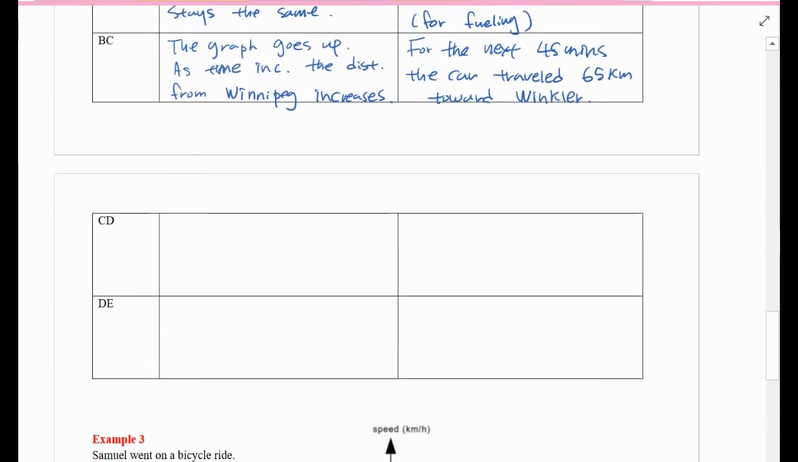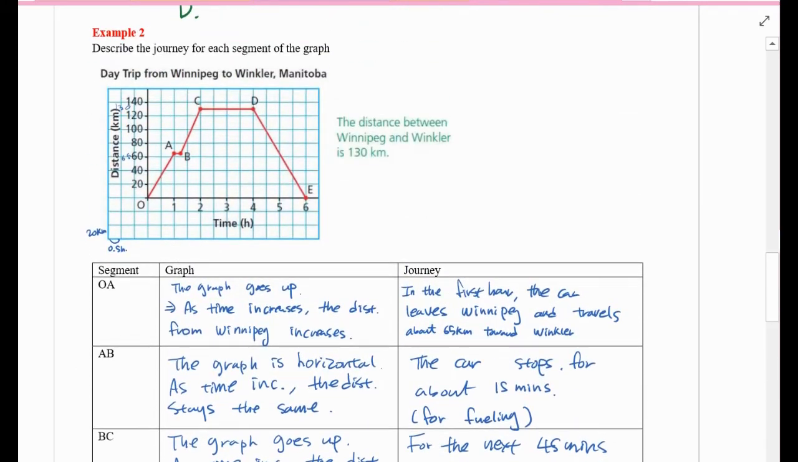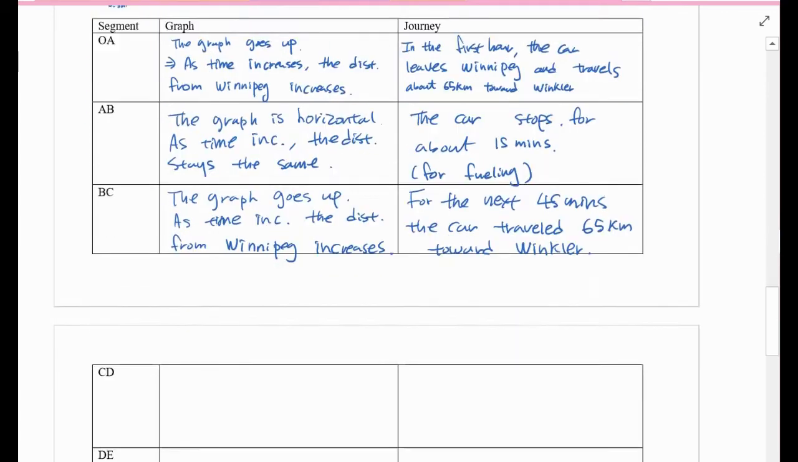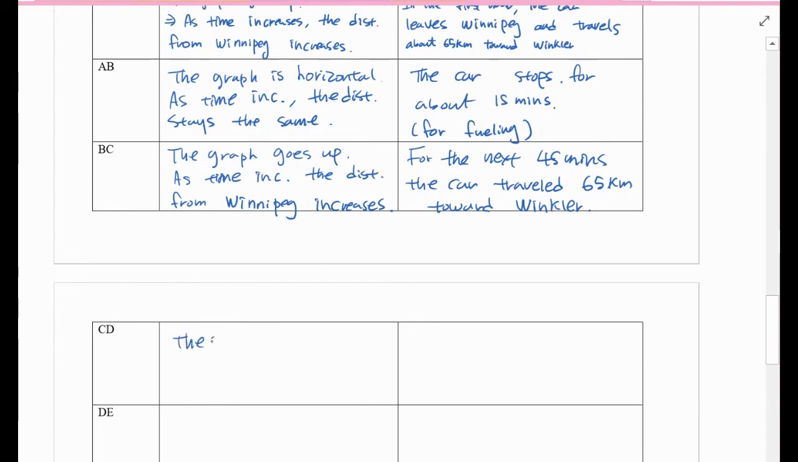C and D. Look at CD. The car is stopping. Right? The graph is flat. The car is stopping. So we say the graph is horizontal. The car stays the same.